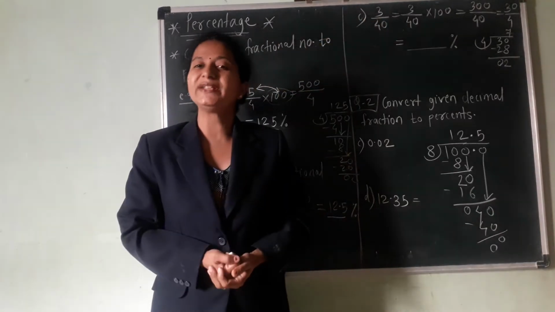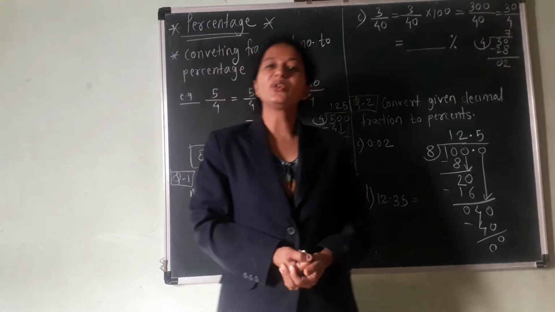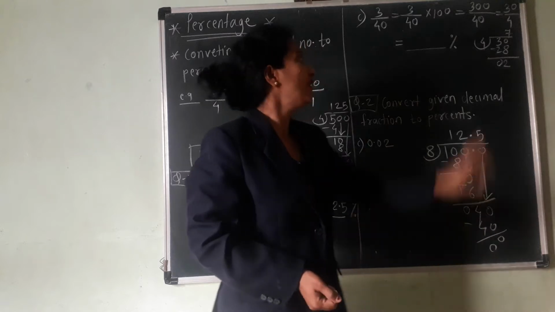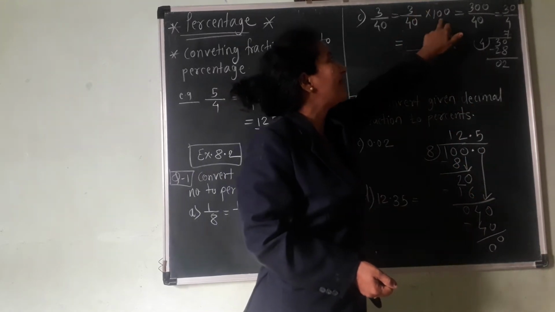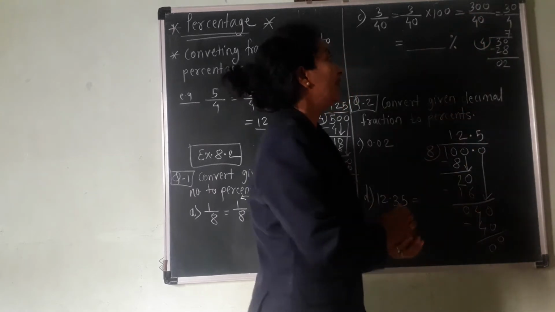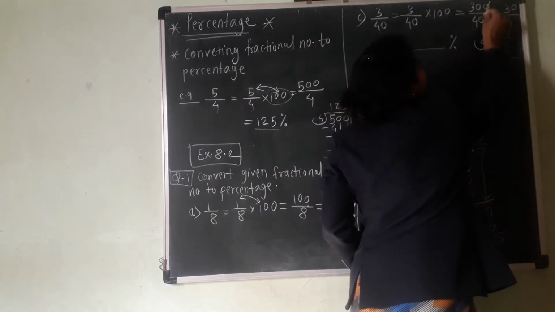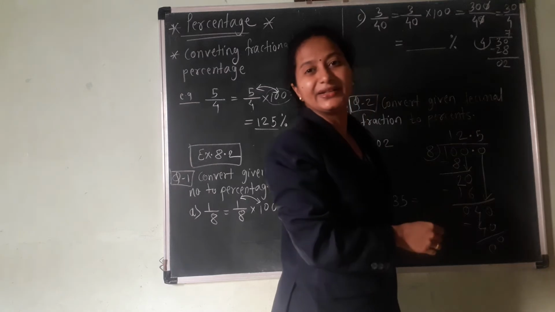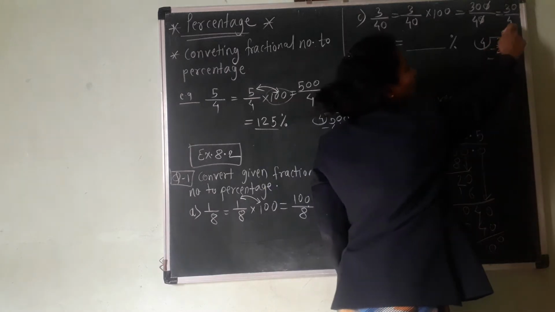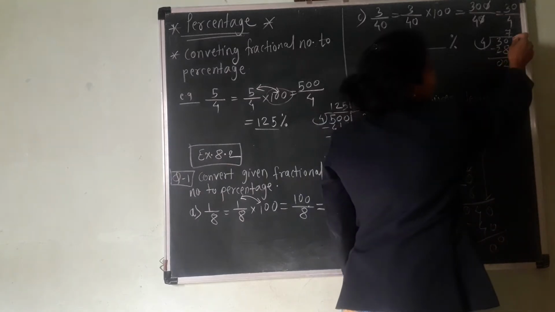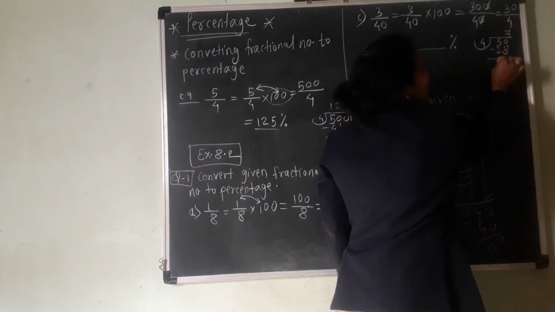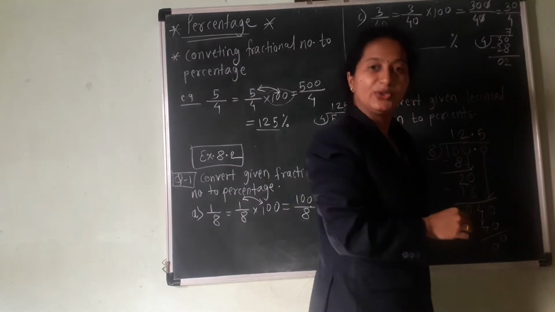3 upon 40, this fraction is given and we have to convert it into percentage. So it's 3 upon 40 multiplied by 100. 3 multiplied by 100 will be 300 upon 40. Now we can cut the zeros. So what remains here? 30 upon 4. Now we'll divide 30 by 4. 4 7s are 28. So 30 minus 28 will be 2.